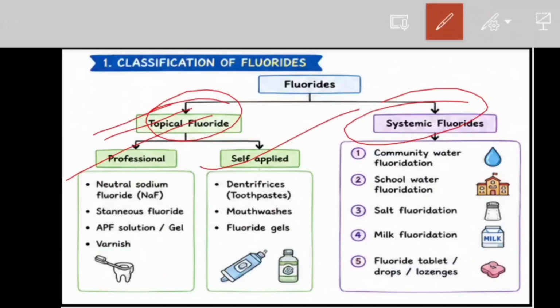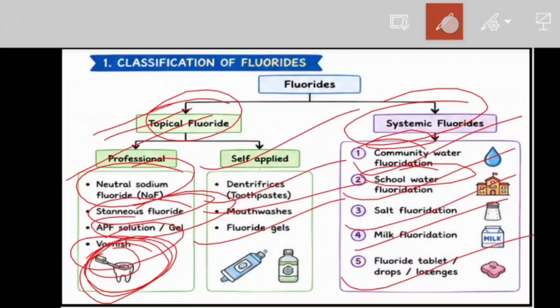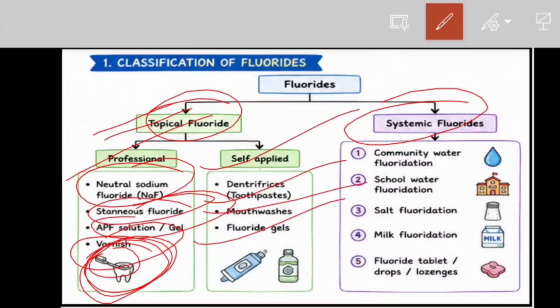So let's start with the professional topical fluoride. So it includes the neutral sodium fluoride, stannous fluoride, APF solution or the gel, and you can say varnish. So APF means acidulated phosphate fluoride. Okay, so these are generally applied professionally. Now this is a tooth and we are applying the fluoride topically, that is on the tooth surface. Now comes the second group, that is the self-applied dentifrice, mouthwash and fluoride gel. Okay, so quick revision: toothpaste containing fluoride comes under topical or the systemic fluoride? The answer is topical fluoride.